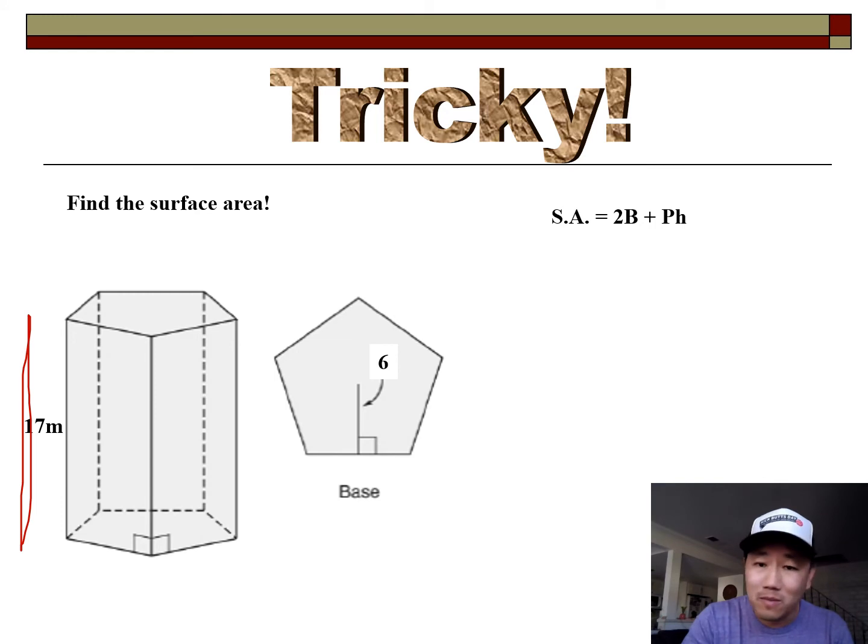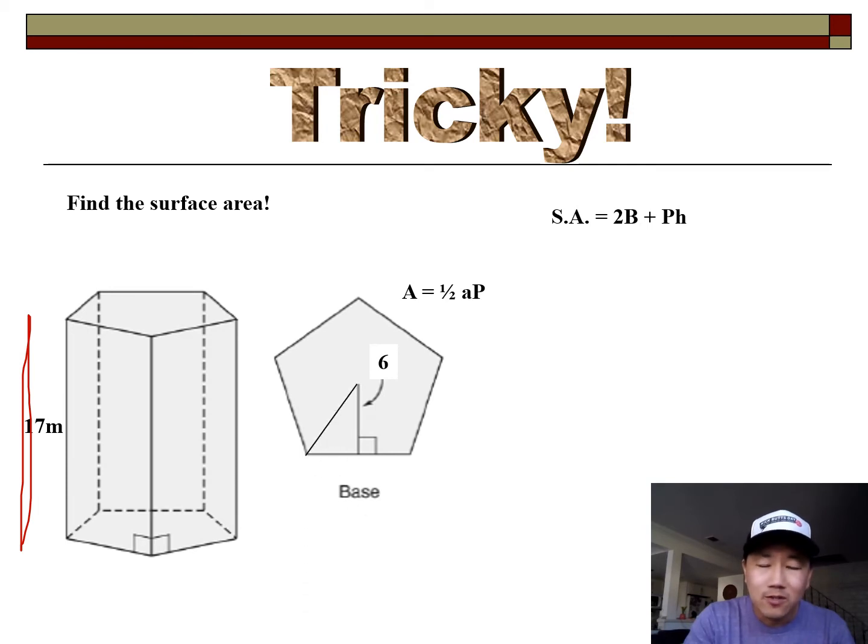We don't know the perimeter of the base. We don't know the area of the base. It's a lot of work. We do get this piece. Remember what that was called from a couple of chapters ago? The apothem. So to find the area of the base, we have to use 1/2 apothem times perimeter.